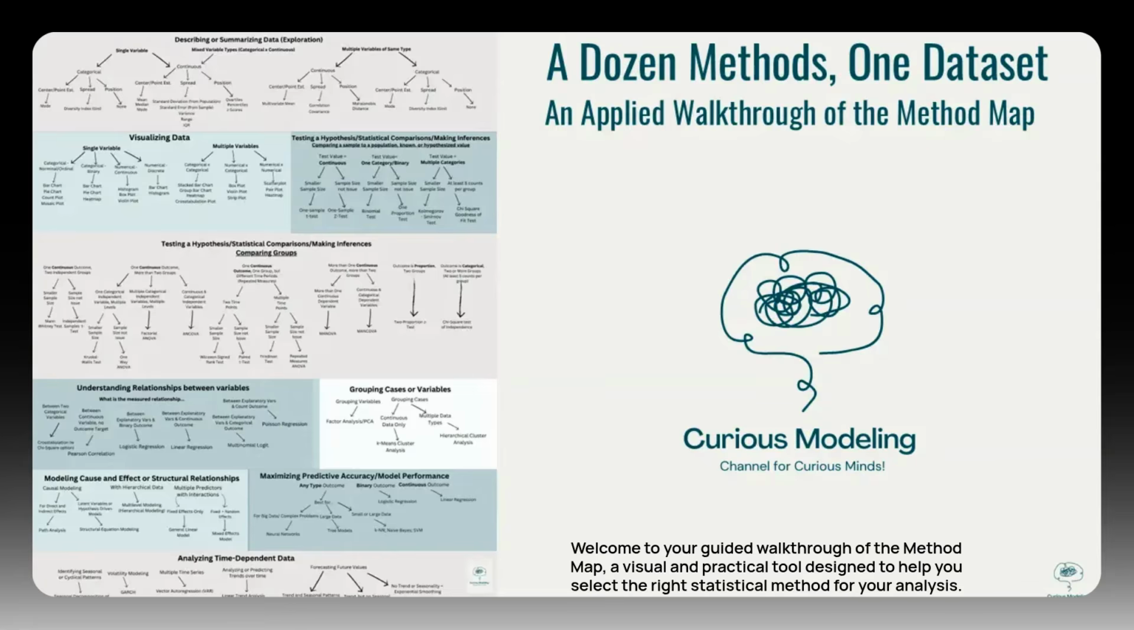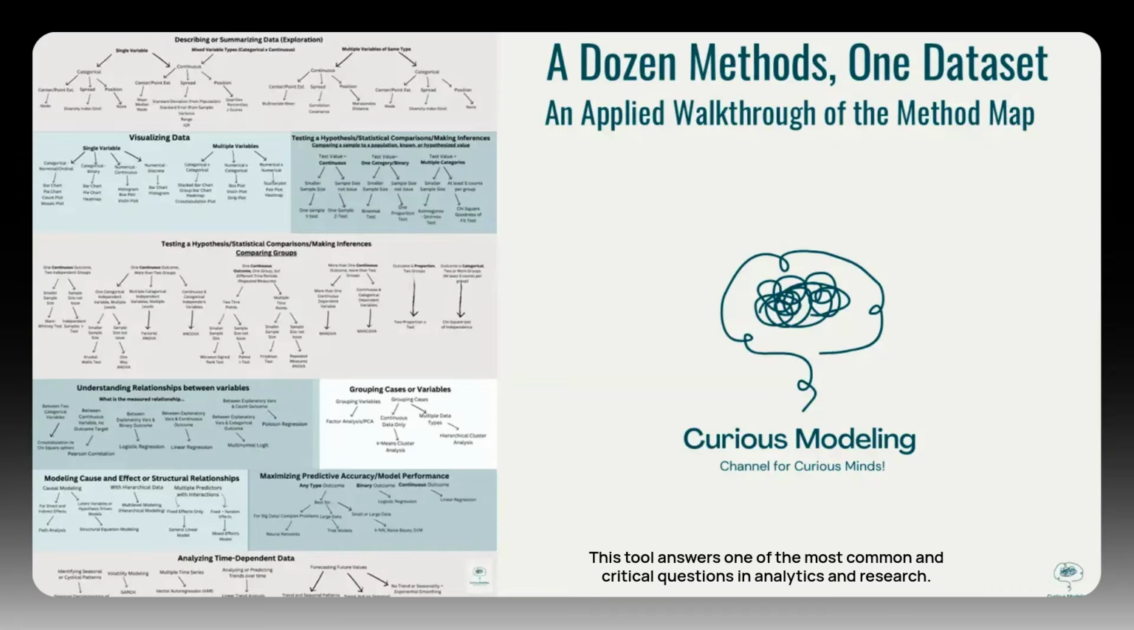Welcome to your guided walkthrough of the method map, a visual and practical tool designed to help you select the right statistical method for your analysis. This tool answers one of the most common and critical questions in analytics and research: what method should I use given my research goal and data requirements?